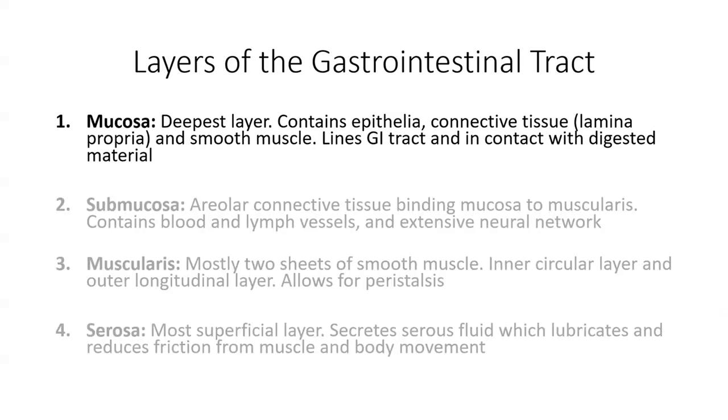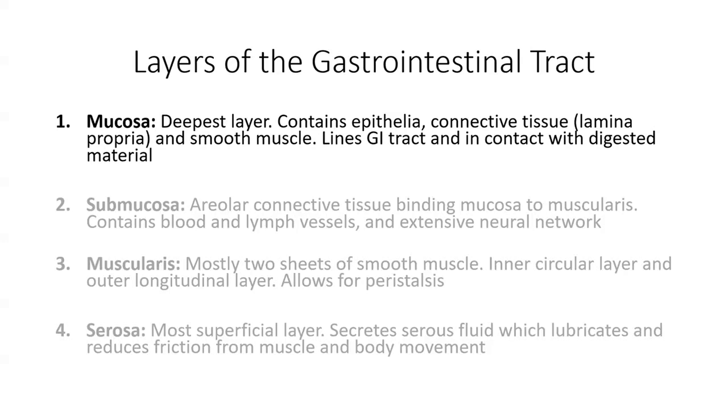So starting with the deepest or the innermost layer, which is called the mucosa, and this inner lining of the gastrointestinal tract, as the name suggests, is a mucous membrane. It's comprised of a layer of epithelial tissue in direct contact with the contents of the gastrointestinal tract, a layer of connective tissue, which we call the lamina propria, and then a thin layer of smooth muscle.